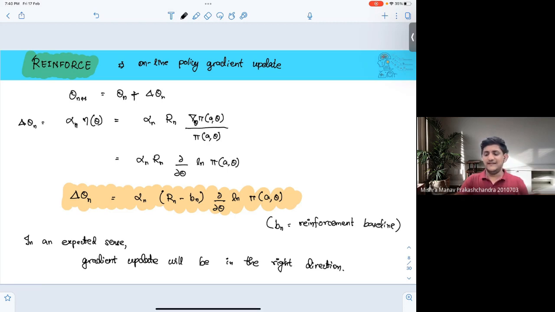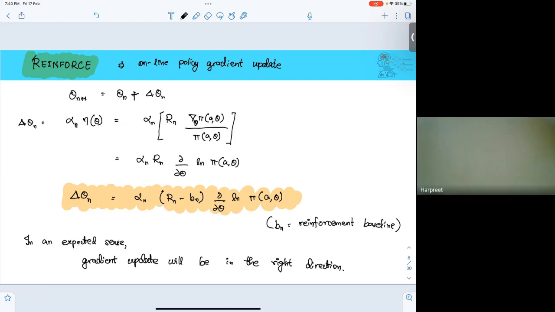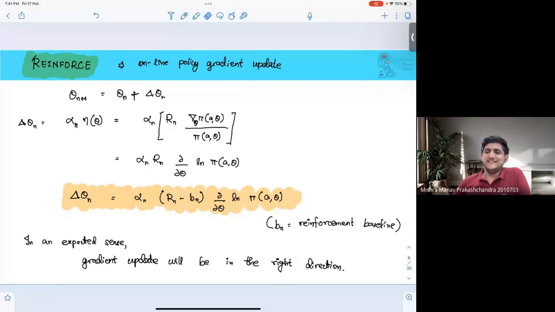Earlier we were skeptical about this part, right? If we are trying to do a one-shot update, we'll only get R of n instead of Q star of A, and that will introduce a lot of variance when we are doing the sampling. But the author says that by introducing this b n, they prove in the paper that in an expected sense, the gradient update will more or less be in the right direction. So this is the important conclusion of this paper: even though we might not do some sort of batch update, we can still be expected to move in the right direction. The variance will still be there, but eventually we'll end up going in the right direction. This is the main idea behind this.